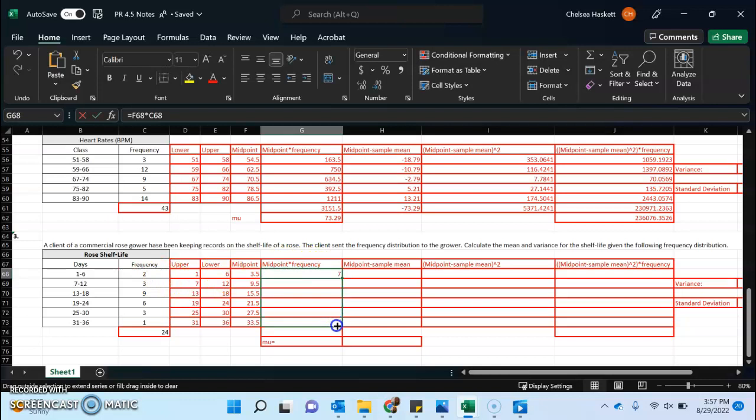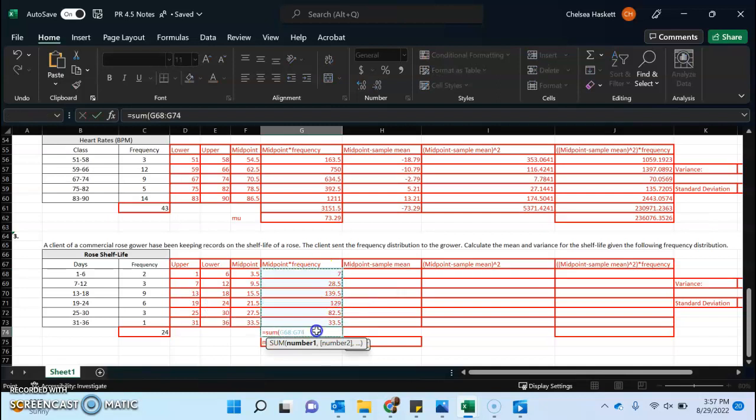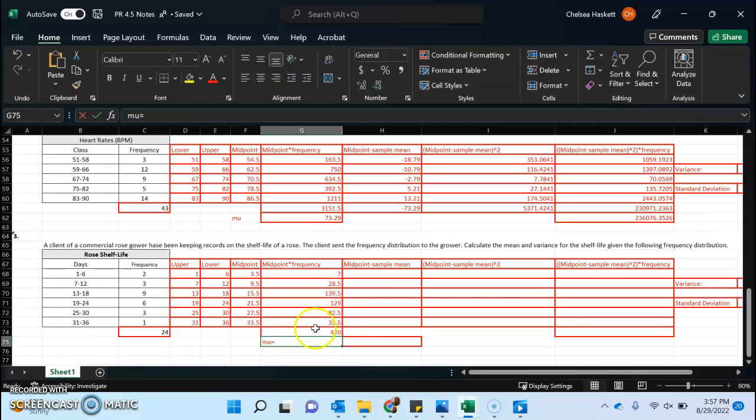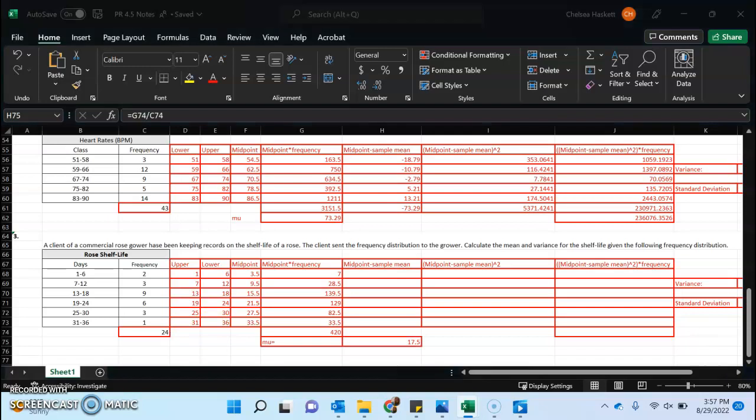This is to find the mean. You did the midpoint times the frequency. And then we sum it. Okay, sum. And mu will be that divided by your n, big N or small n. Okay, and that is 17.5 for our mu, or our mean. Okay. All right, so now we're going to do the midpoint minus the sample mean.